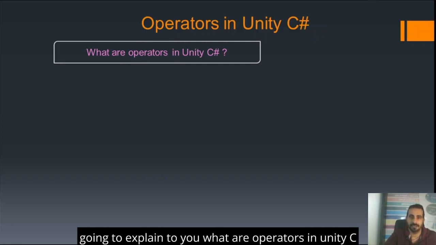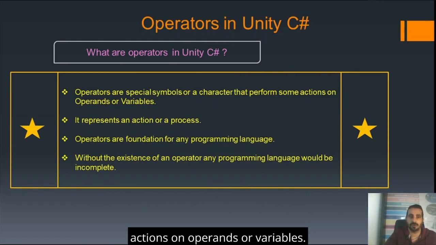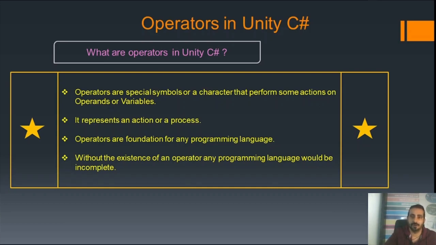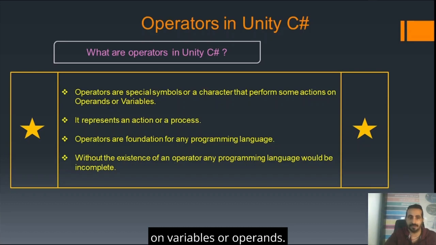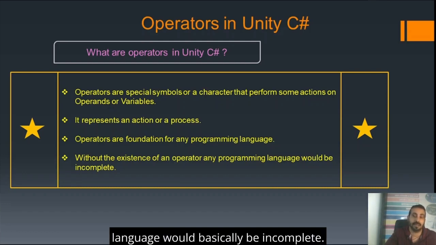Operators in Unity C#. Operators are special symbols or characters that perform some actions on operands or variables. Basically, an operator represents an action or a process that we do on variables or operands. Operators are the foundation for any programming language. Without the existence of operators, any programming language would basically be incomplete.